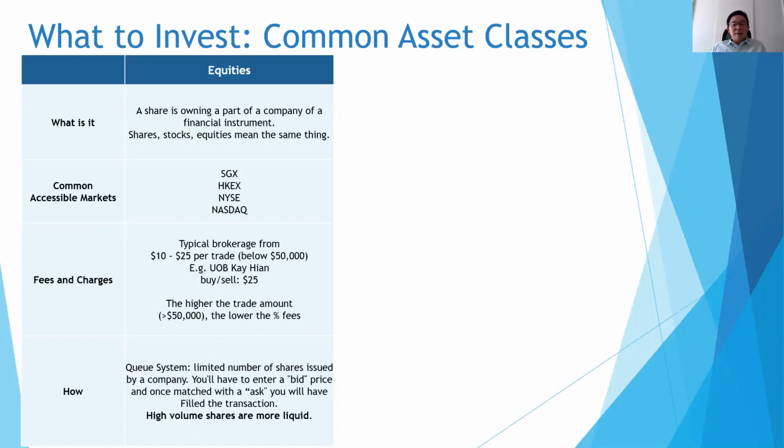So how does this share market work? A lot of people who are new to buying and selling shares will ask me. In your brokerage system itself, there will be a queue system. Why? Because the number of shares circulating in the whole market is actually limited. So when you are buying shares, you're actually buying from someone else who owns the share. So you enter a bid price or a buy price that you are willing to pay for this particular share. Once the system matches you with a seller, your transaction will be completed or failed. One thing to take note of is that high volume shares tend to be more liquid, with more people buying and more people selling. So just take note, all right?